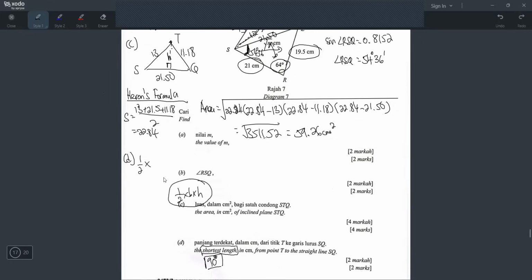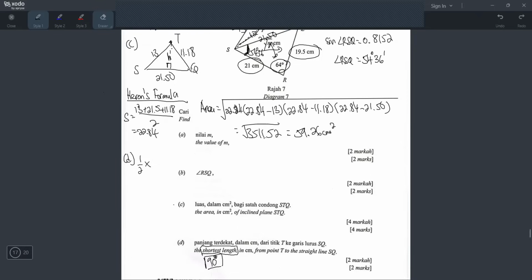But you cannot use this sometimes. Why? Because your triangle sometimes doesn't have 90 degree. Like in this chapter, all the triangles we learn mostly don't have 90 degree. But the moment they mention shortest distance, then got 90 degree already. That is why you can use this formula.